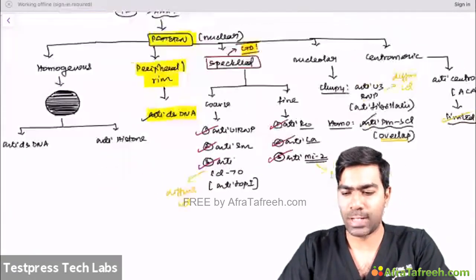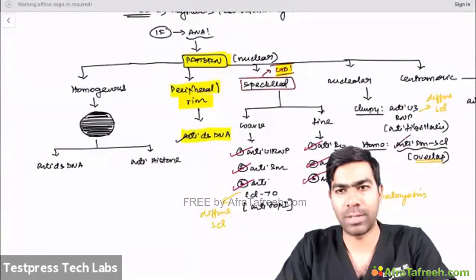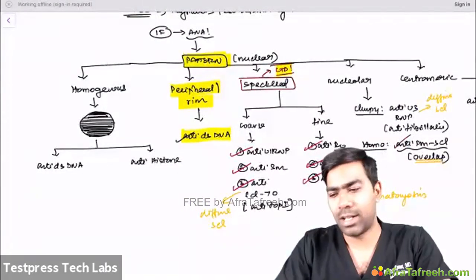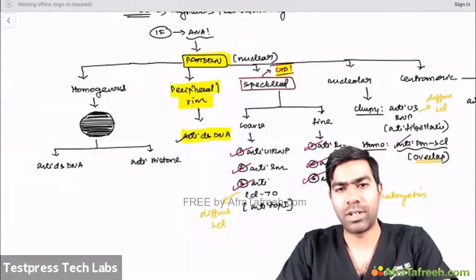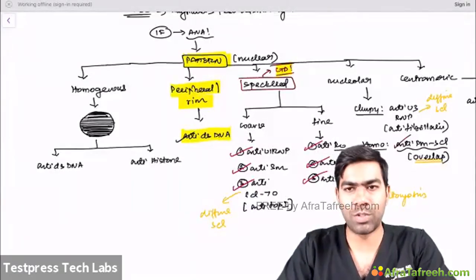Fine. So these are the different immunofluorescence patterns that you see, but it's really difficult. You need a lot of experience to tell what type of antibody is present, to differentiate between coarse, fine, clumpy, homogeneous, peripheral, rim.